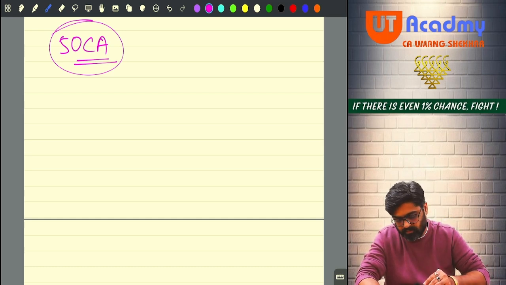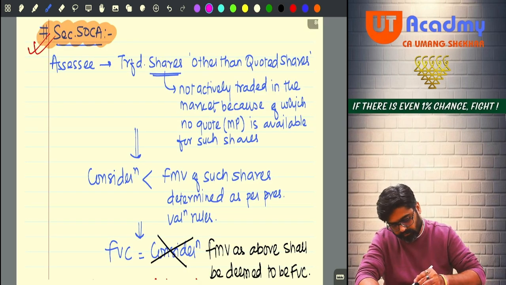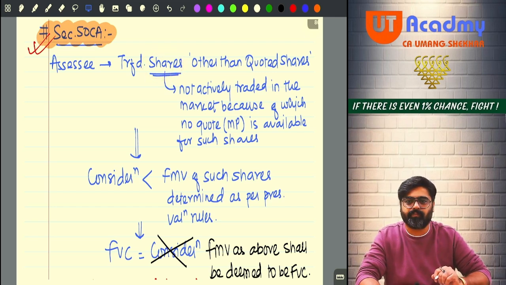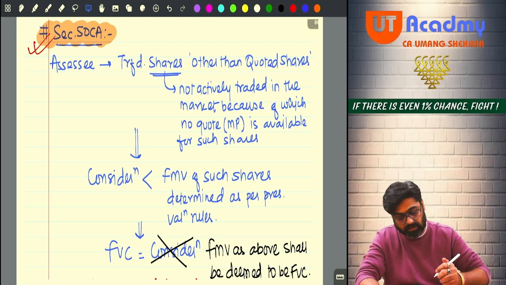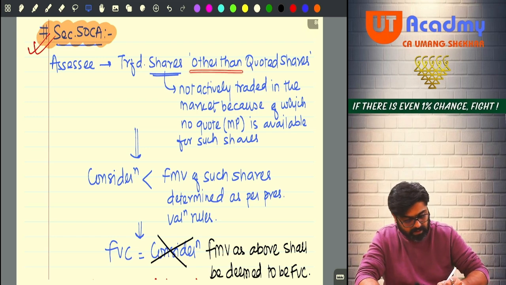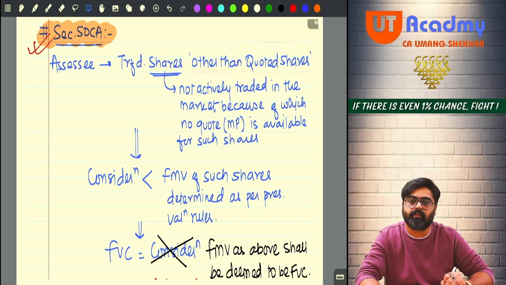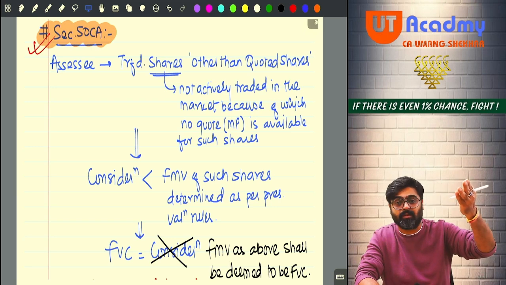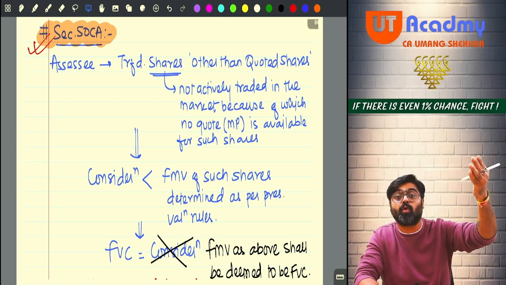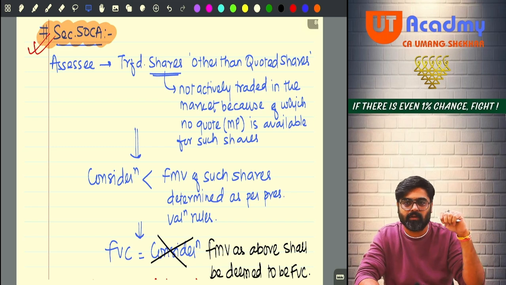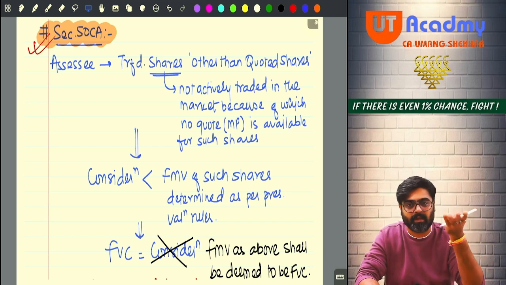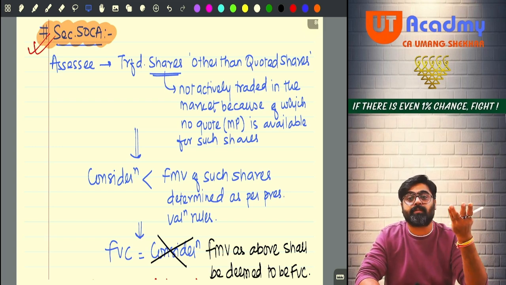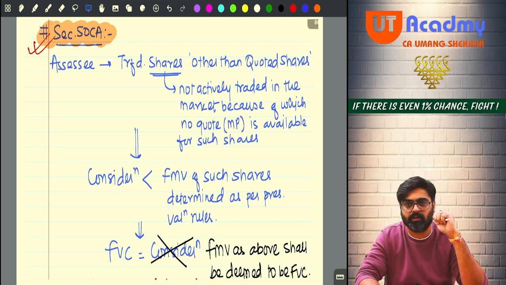See, Section 50CA talks about shares. Which type of shares? The shares which are other than quoted shares. Quoted means the market price is available. There is a market quote available for the shares. Quoted means the market price of the share is available. We can very well identify what is the price prevailing in the market for these shares.